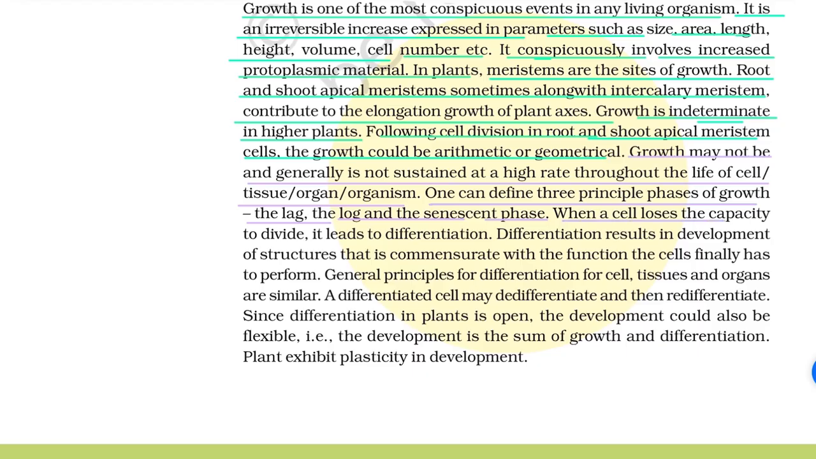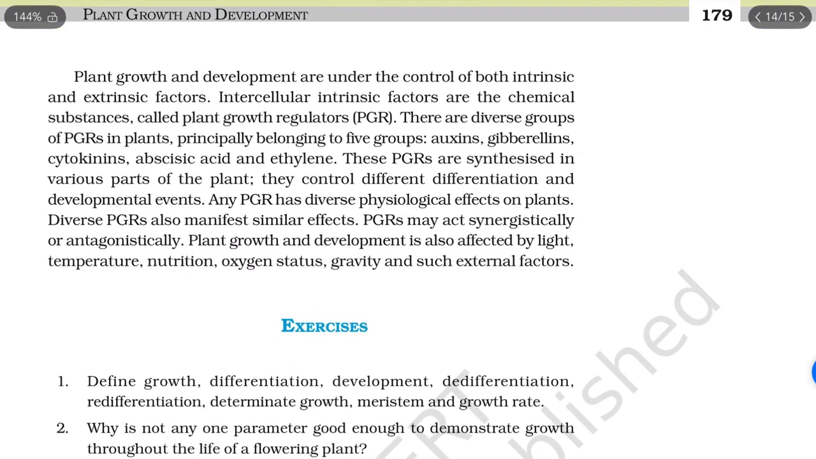When a cell loses the capacity to divide, it leads to differentiation. Differentiation results in development of structures that is commensurate with the function the cells finally has to perform. General principles for differentiation of cells, tissues, and organs are similar. A differentiated cell may de-differentiate and then re-differentiate. Since differentiation in plants is open, the development could also be flexible. It means the development is the sum of growth and differentiation. Plants exhibit plasticity in development.